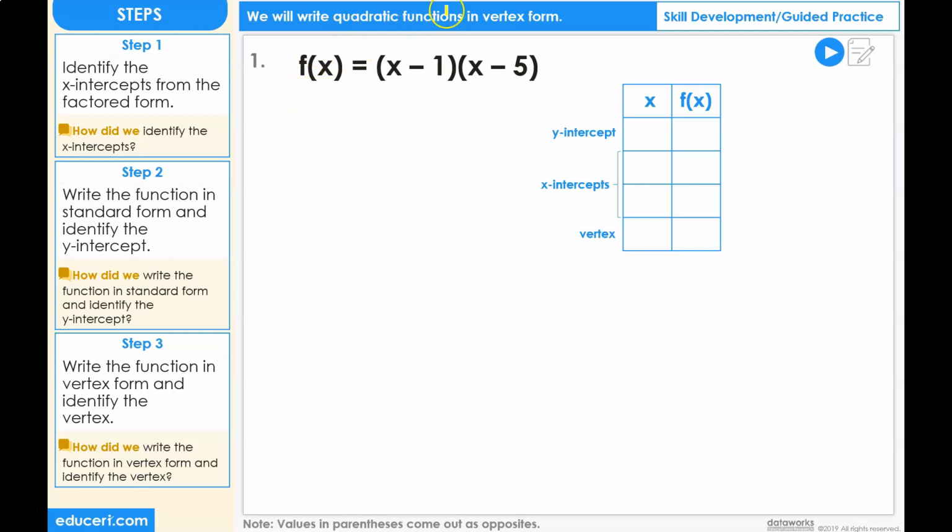Let's write quadratic functions in vertex form. Number 1. F of x equals the quantity x minus 1 times the quantity x minus 5.